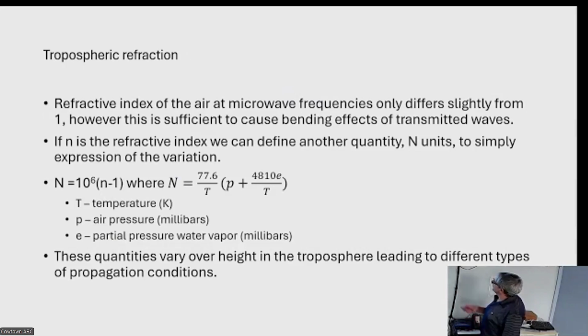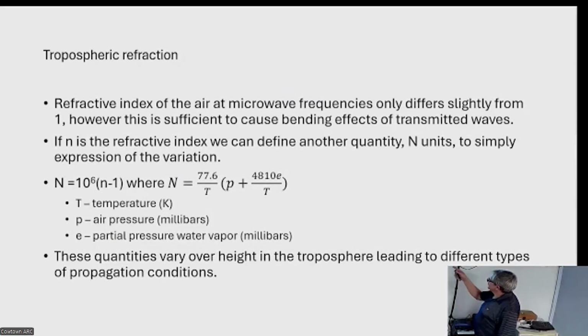So refractive index is only slightly different than 1, right? 1 is the refractive index of free space. And so the air, even though we have these other things going on in it, doesn't change the refractive index that much. That's where we define variation from the small n, which is close to 1, to these capital N units, because we're talking about 10 to the minus 6 here.